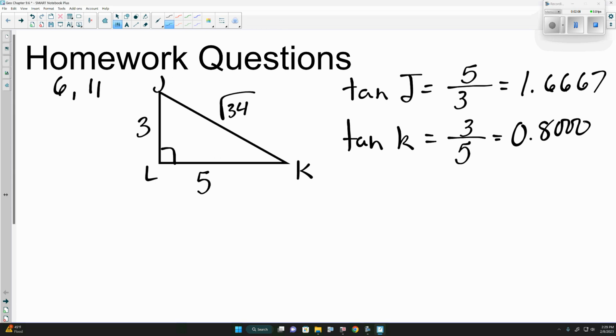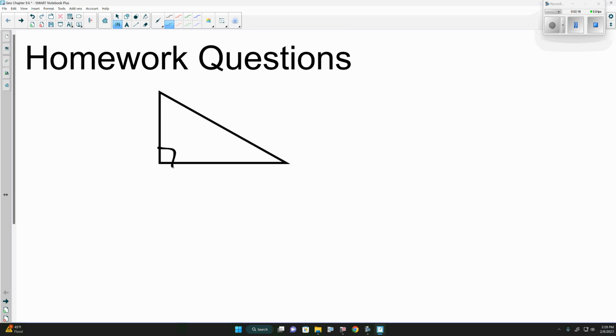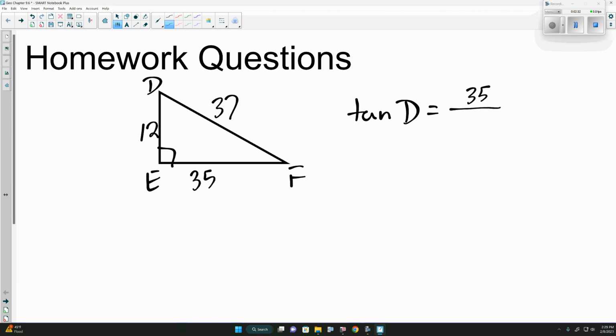Any questions on this here? Now, number 11 has a triangle, D, E, F, with sides 12, 35, and 37. They said tangent of angle D is equal to 35 over 37. Describe the error in the statement of the tangent ratio. Correct the error if possible. Otherwise, write not possible.